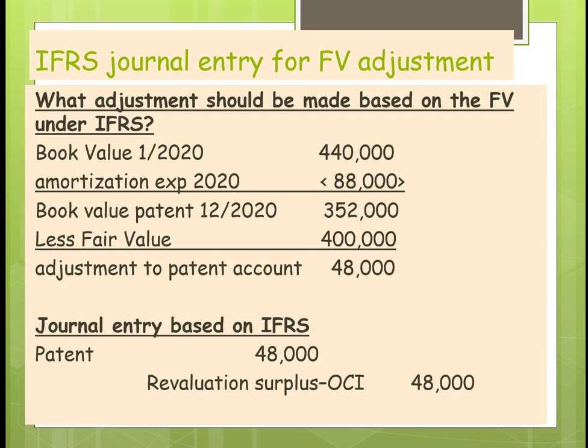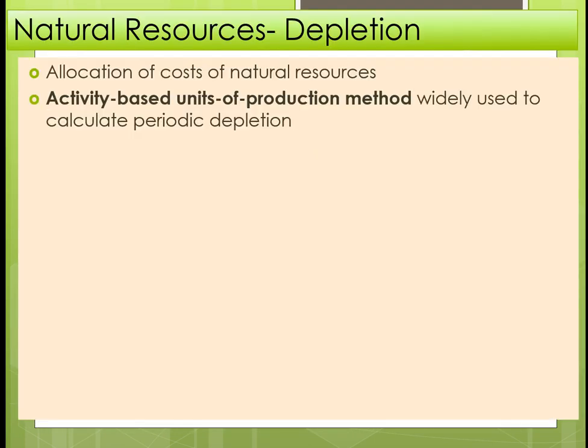Now, what about depletion? We usually don't spend much time on this in accounting because very few people ever do it because it's such a unique requirement, but we're going to go over it anyway. So, allocation of costs of natural resources. Now remember, what you have here is you spend money on something assuming you're going to be able to extract so much, and then you're going to allocate the cost while you're extracting it.